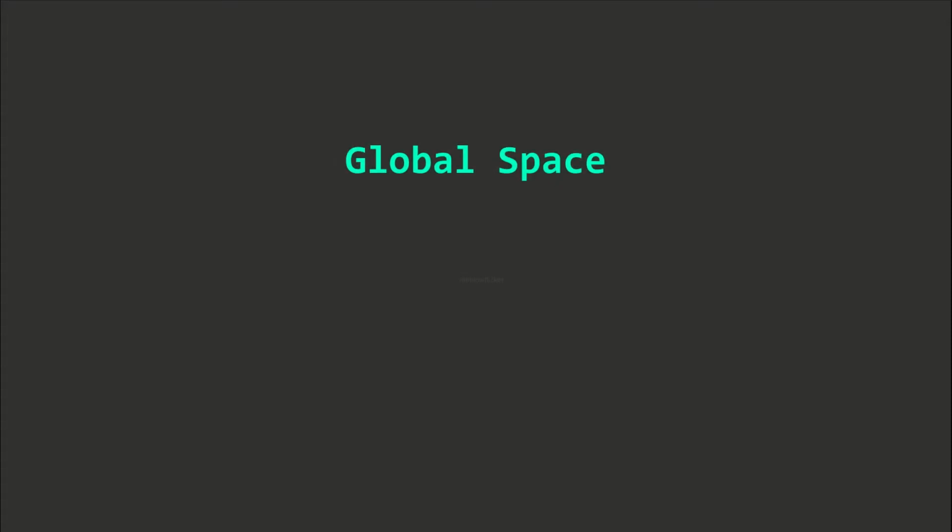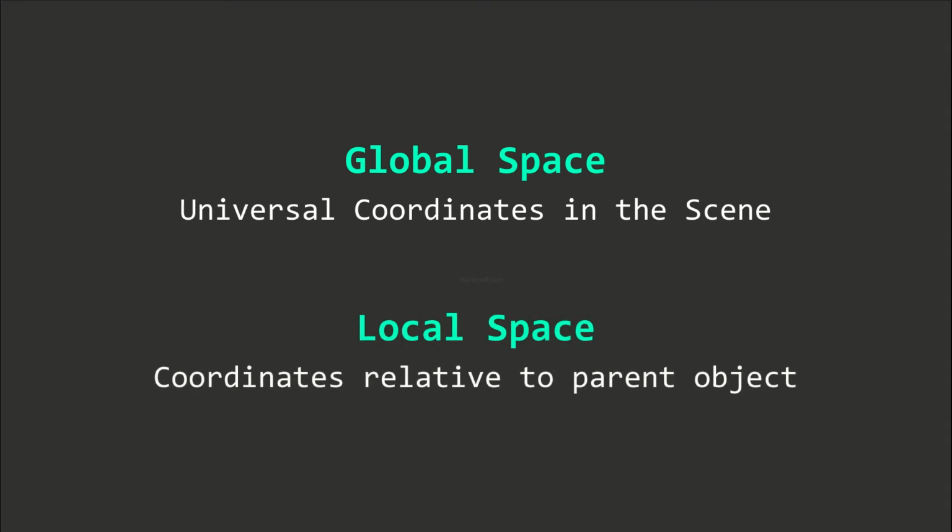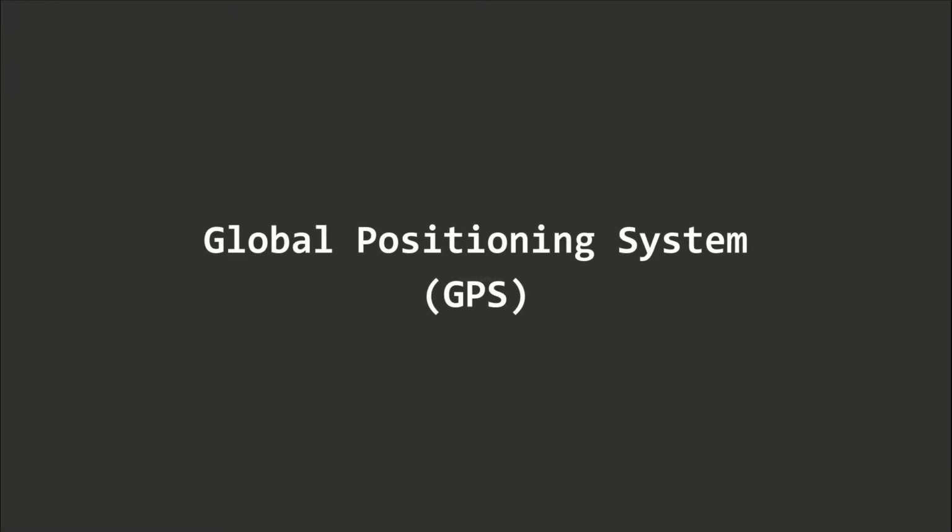A global space represents the true coordinates of positions, rotations, and scales. The global space provides a universal coordinate system for the entire scene. Local spaces, on the other hand, are spaces relative to specific objects. A common example of global and local spaces is our real world.